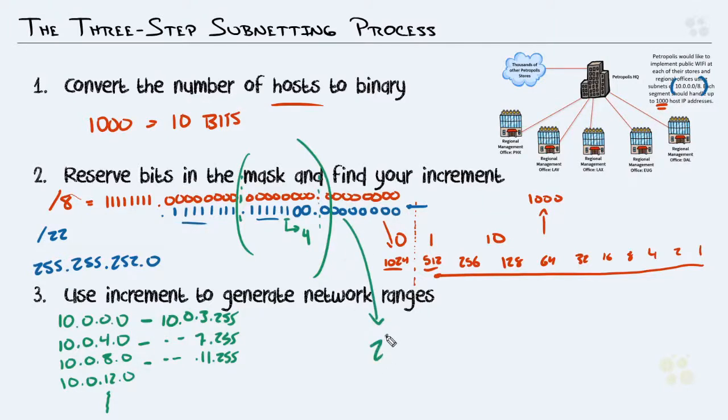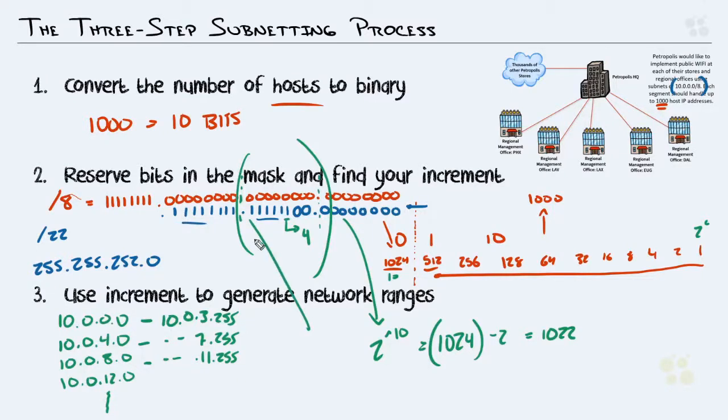Well, we've got 2 to the power of 10, and I know that because I've got my 11 bits here. This is 2 to the power of 0, 1, 2, 3, right there. We're actually going to end up with 1,024 minus 2 hosts per network. So 1,022 individual hosts that can join that public Wi-Fi.